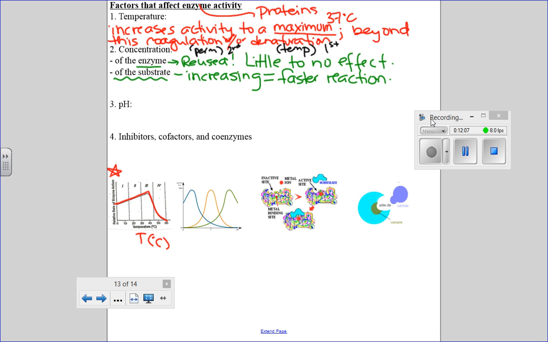The enzyme will have more substrate molecules to work with, and there won't be a pause or a delay while the enzyme looks around for another molecule. There will be lots of them. So increasing the concentration of the substrate will increase activity. We will have a faster reaction.